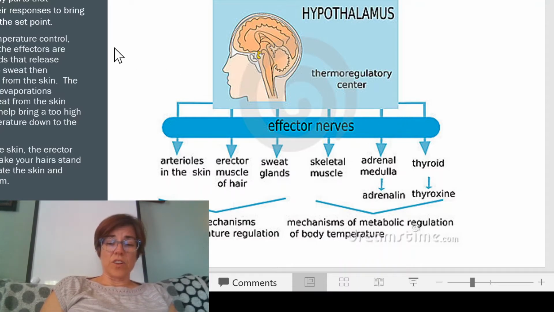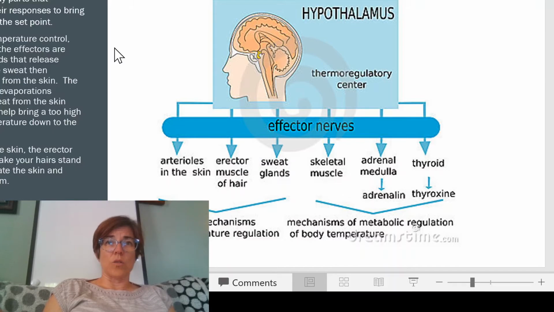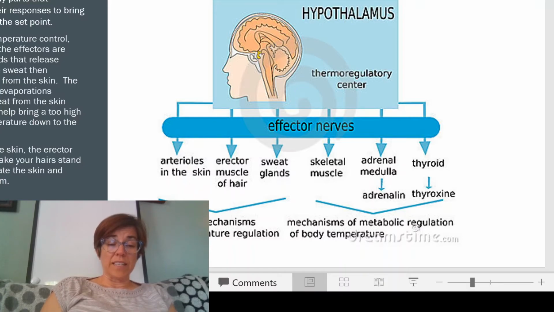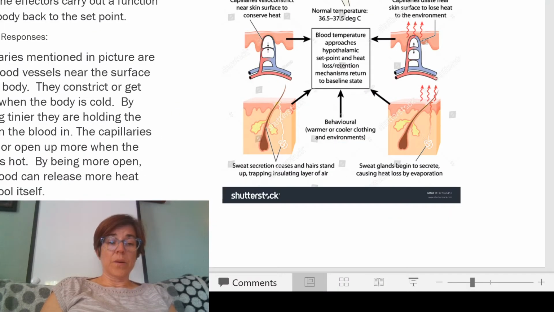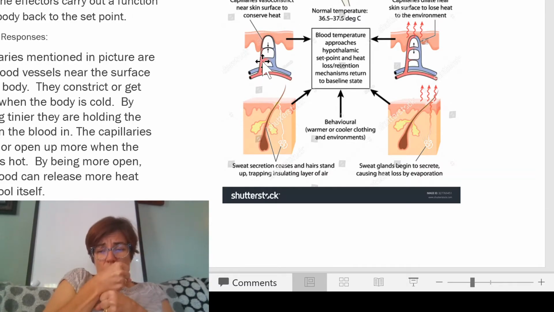So the effectors are the nerve impulses that go to the body parts so that the body can respond. And then finally, the body will respond. And in this slide, they're talking about body temperature. If your peripheries or your body is cold, the hypothalamus sends those nerve messages out to the capillaries to constrict and hold on to as much heat as they can.